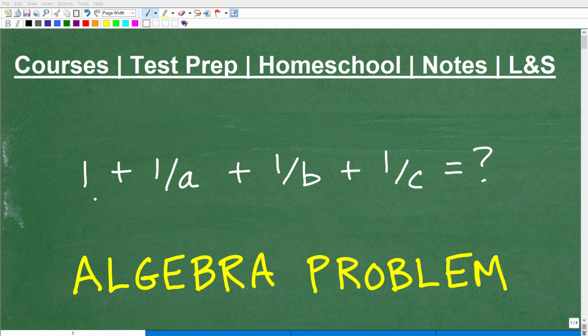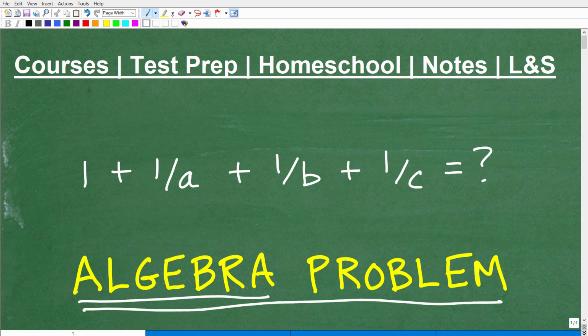Okay, let's go and figure this math problem out. You can see here we want to add up these various terms, and these terms right here have the variables a, b, and c. So anytime you're doing a math problem and you have some variables involved, that pretty much puts it in the realm of algebra. So let's figure this algebra problem out.